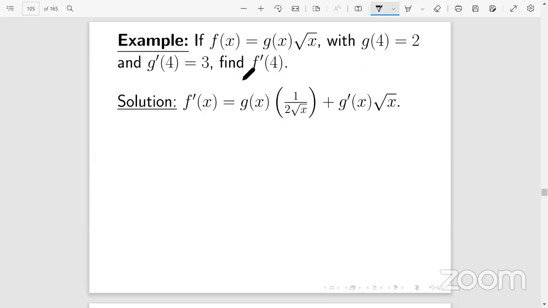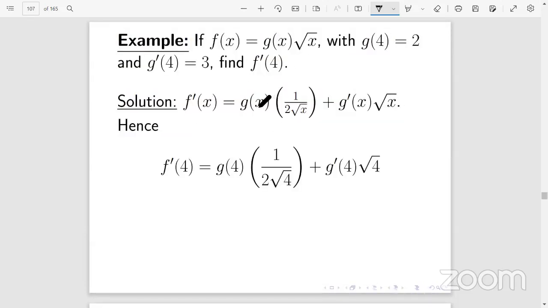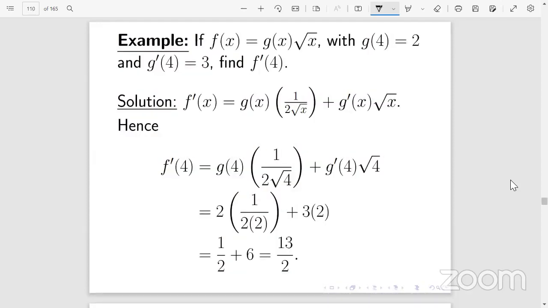So now we can find our f prime at 4. It means that we have x to substitute with 4. So f prime at 4 becomes g of 4, which has already been given, that is 2, times, whenever we see x, we substitute 4, 1 over 2 times root 4, plus g prime at 4, which we've been given is equal to 3. Then from our square root x, whenever we see x, substitute 4. So simplifying, that's what we get. So this is our f prime at 4. I hope that makes sense.